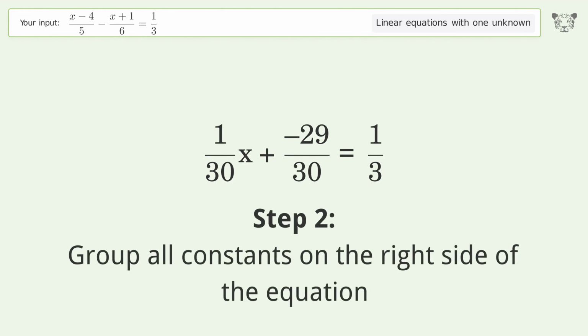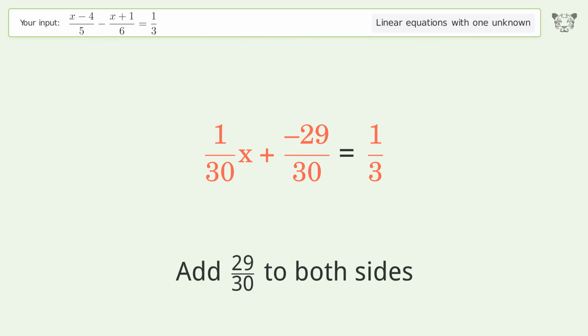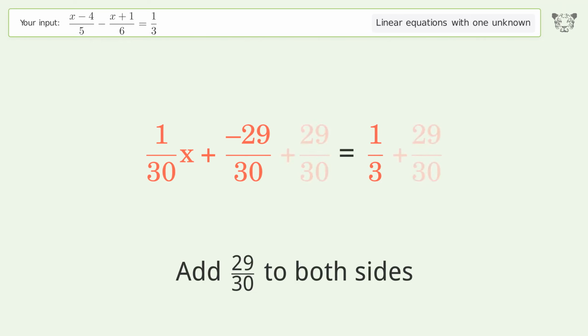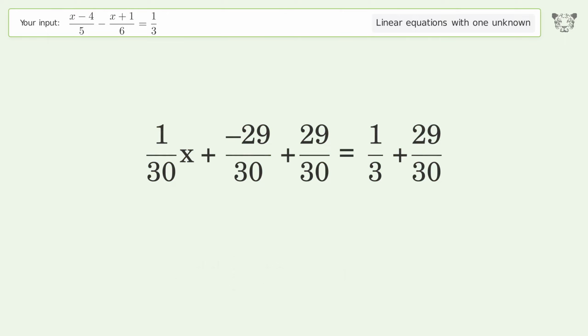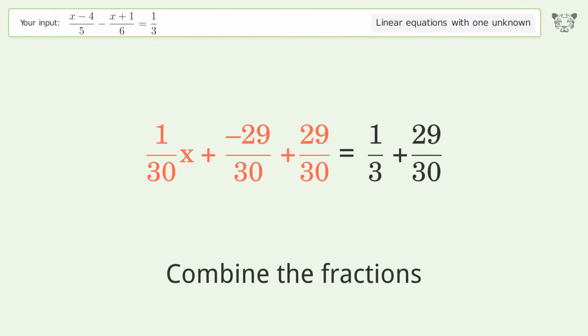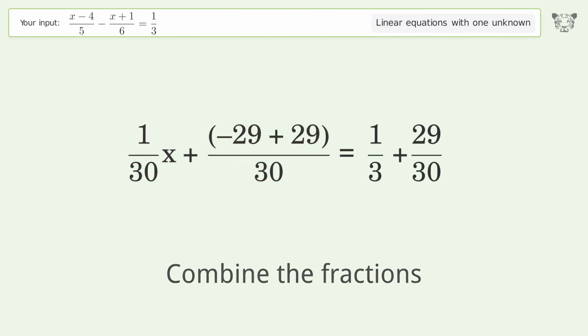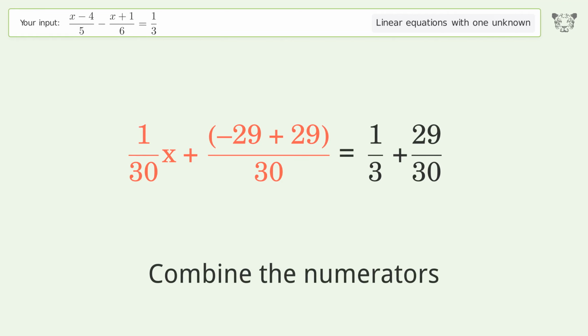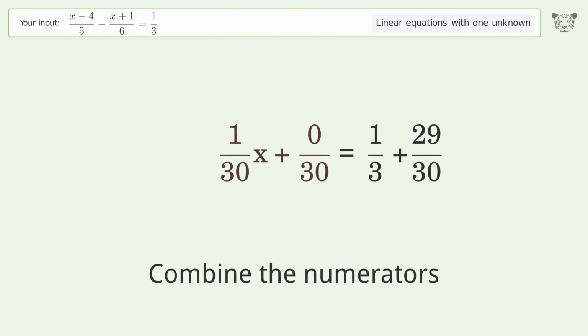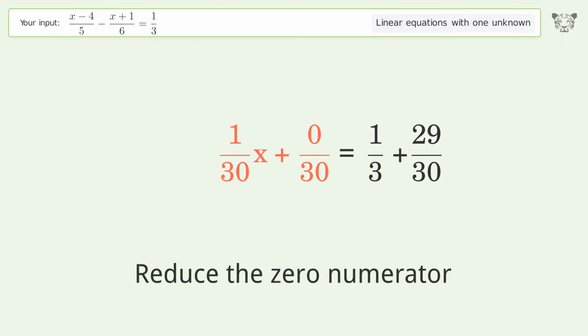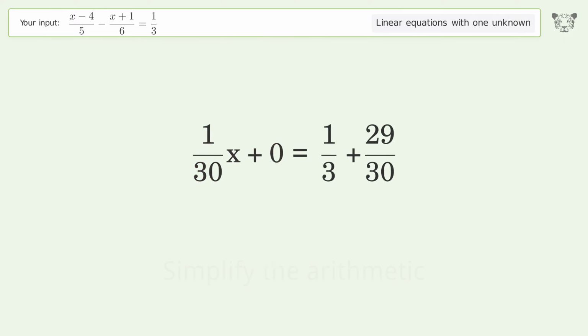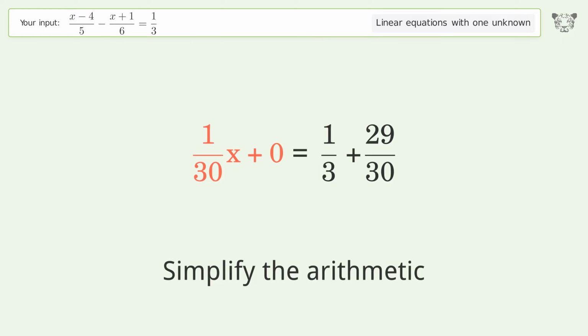Group all constants on the right side of the equation. Add 29 over 30 to both sides. Combine the fractions. Combine the numerators. Reduce the zero numerator. Simplify the arithmetic.